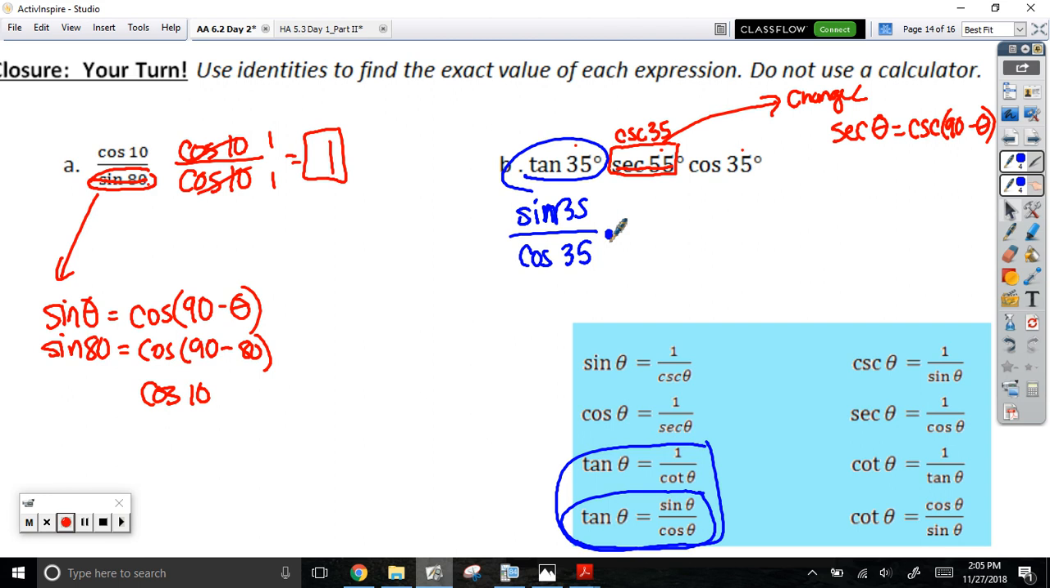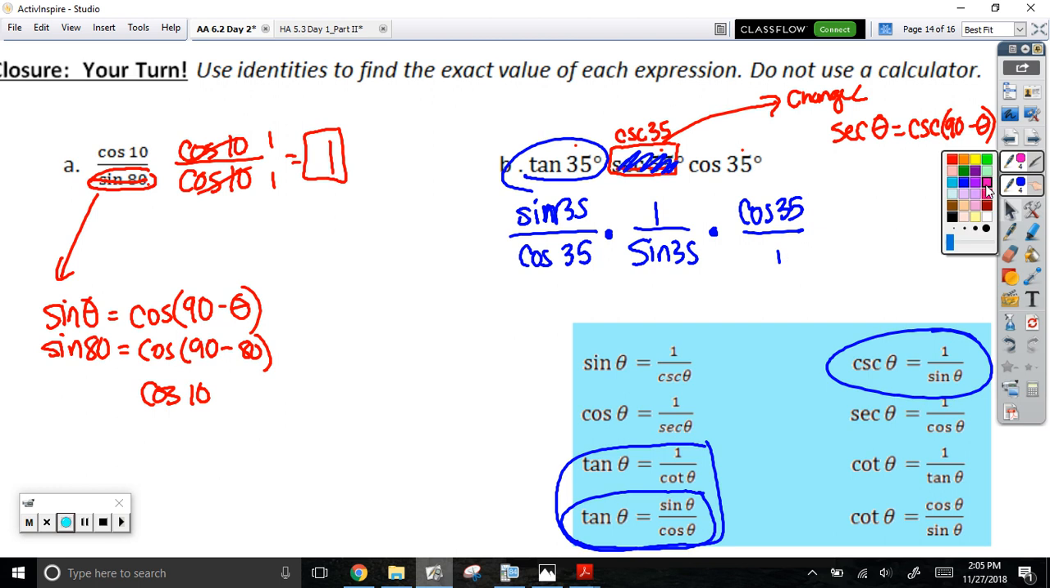times, we have the cosecant. We got rid of this. It's cosecant, which is 1 over sine, times cosine of 35. Now you could change that to 1 over secant, but if you look back in the problem, we don't have any secants. We do have a cosine, so I'm going to leave that cosine over 1. And then see if we have any inverse operations. Multiplying and dividing, multiplying and dividing. So we're left with 1 over 1, or just 1.